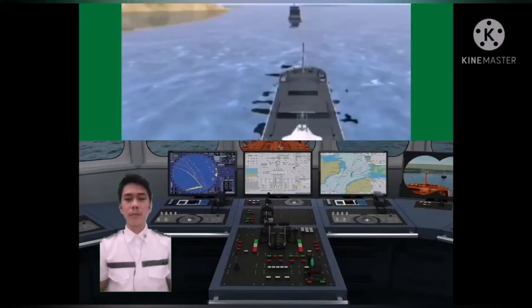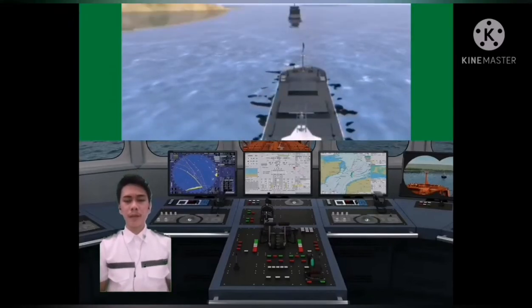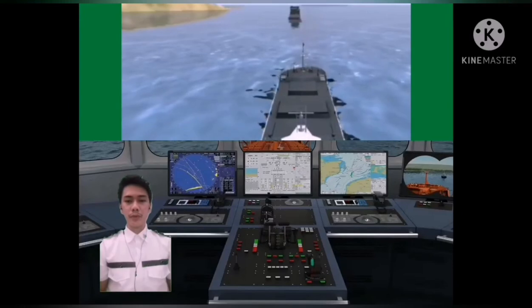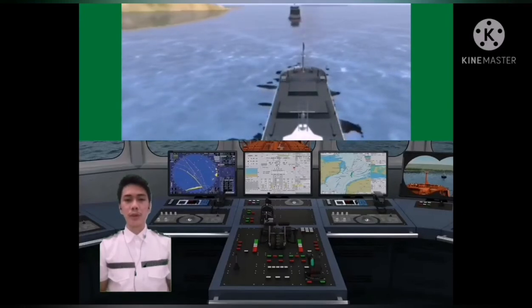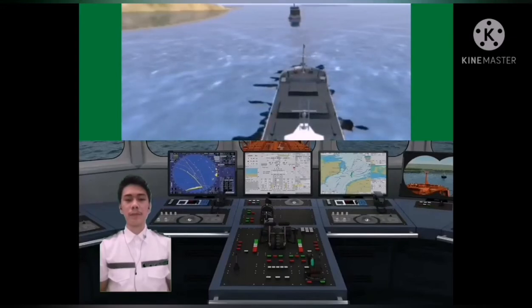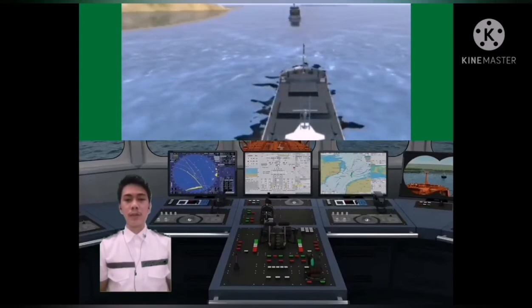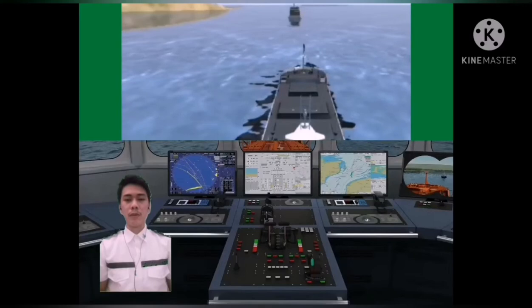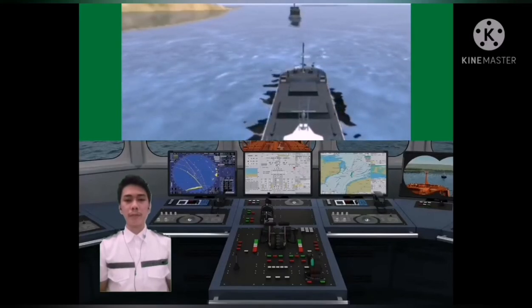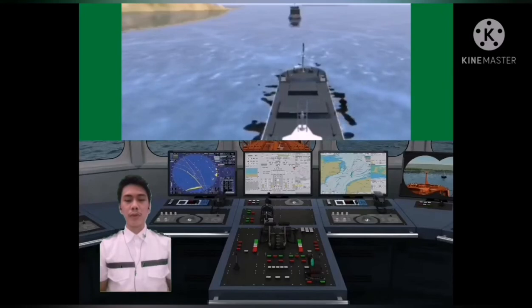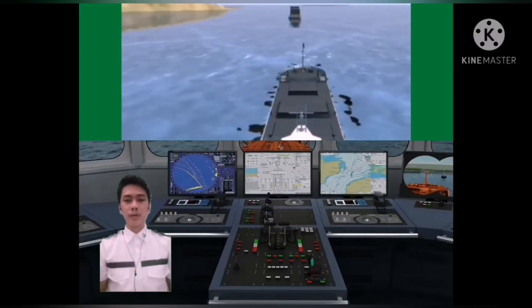So meron akong example scenario dito. We are on board in the MV Gym heading due north at 000 degrees, papunta kami norte, and good visibility at speed of 11 knots. Then we see the MVPs up ahead, true course of 180 degrees. We are meeting on reciprocal courses.